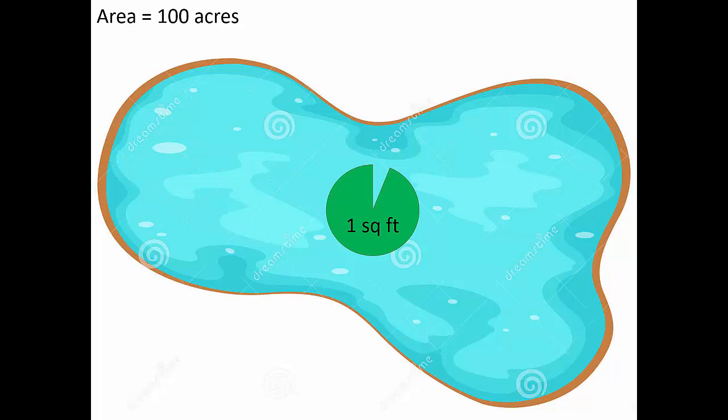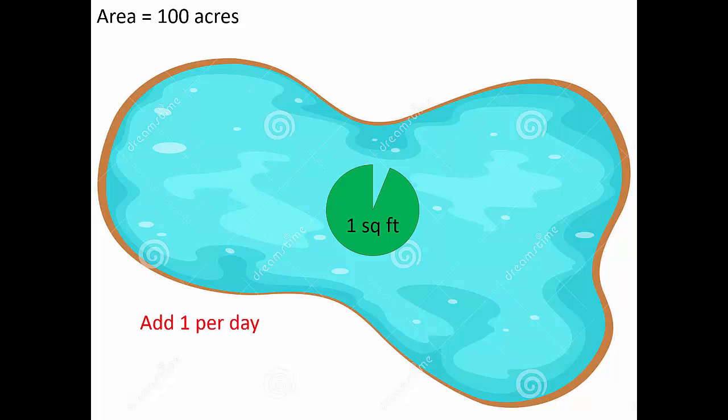pond doesn't get enough light in order to grow, and that vegetation doesn't have the opportunity to perform photosynthesis, which oxygenates the water. So if you get too many lily pads on the surface of a lake or a pond, it can actually kill the ecosystem of the lake. So let's see if we can kill this lake.